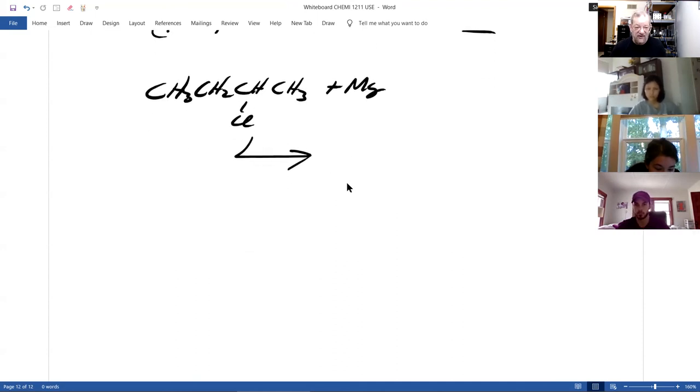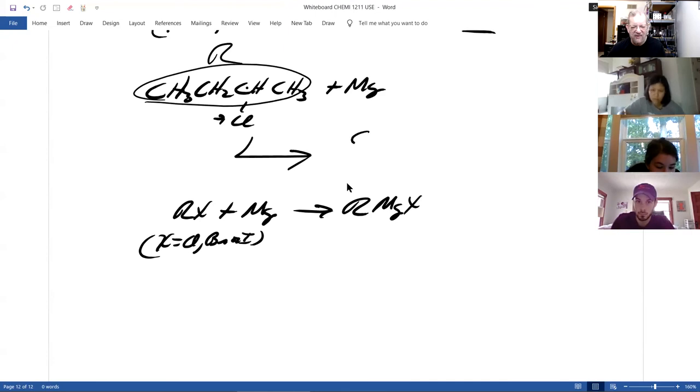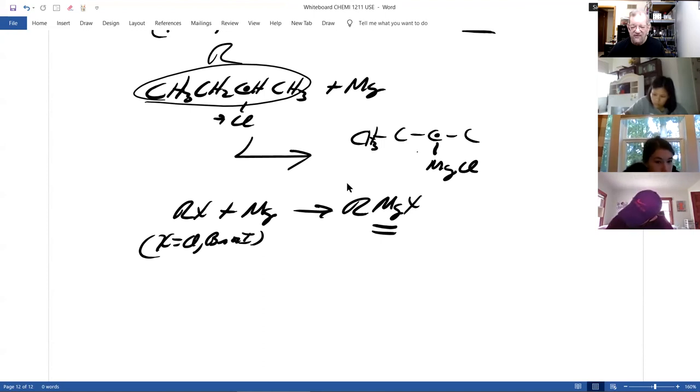So if we look here, look for what's different. What's not carbon? What's not hydrogen? Oh, chlorine on a carbon. Alkyl halide plus magnesium. Remember, X can be chlorine, bromine, or iodine. And what you get is the Grignard. Now, do you break carbon-carbon single bonds? No. So that's my R group, four carbons. Which carbon had the halogen? This carbon. It will now be bonded to magnesium, and the magnesium is bonded to chlorine, in this case. The carbon-magnesium bond counts as one bond, MgCl. And that's how you do the Grignard reaction.